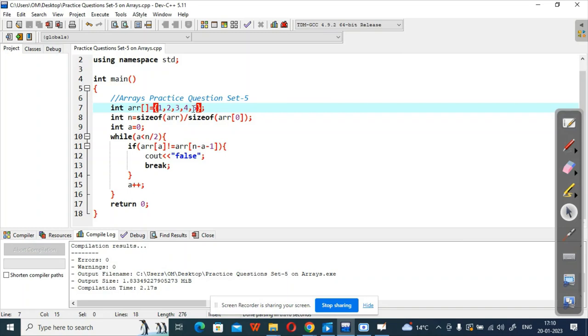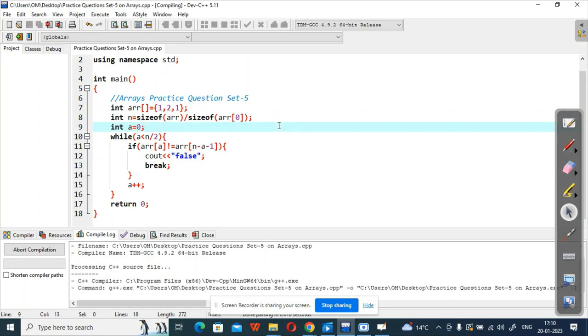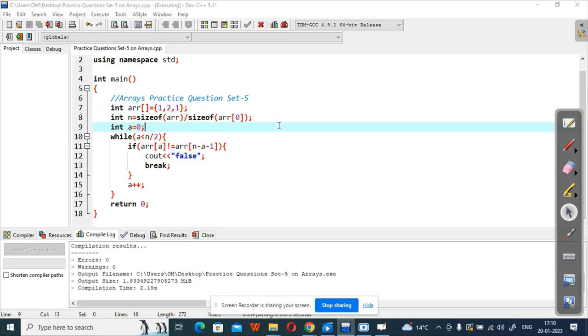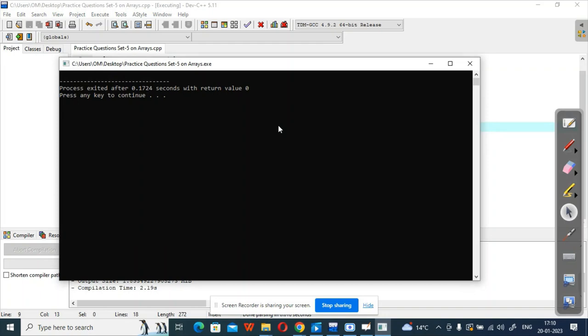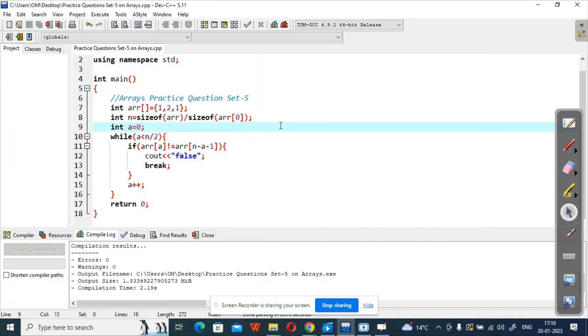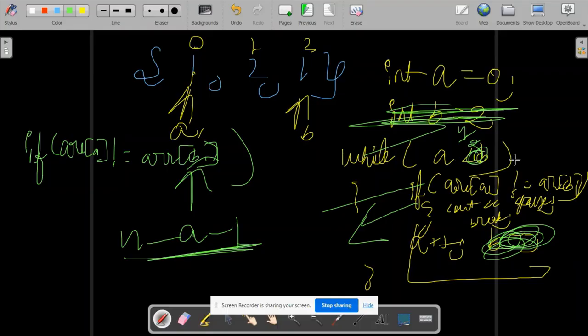It is 1, 2, 3, 4, 5. Suppose my array is 1 2 1. Now let us see what it will give. It will not give false. It means it is true, right? It is not printing false, which means the array is a palindrome. Okay, fine. This is the entire logic.